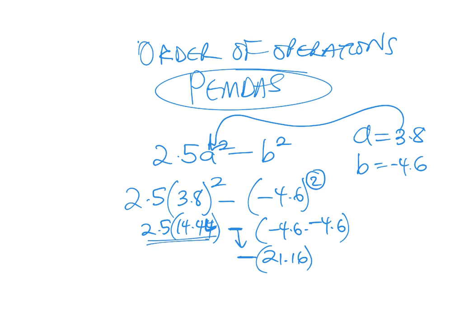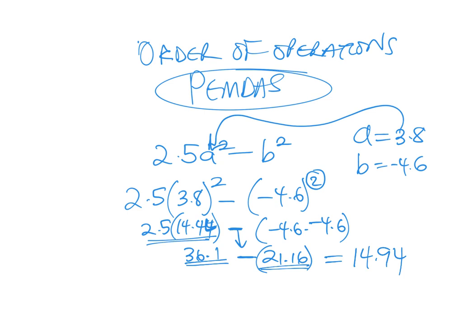This can also be multiplied at this point. So we have 2.5 times 14.44. So that's 36.1 minus 21.16. Minus 21.16 will take us to our destination. So when you do that, you get 14.94 because 36.1 minus 21.16 will give us 14.94.